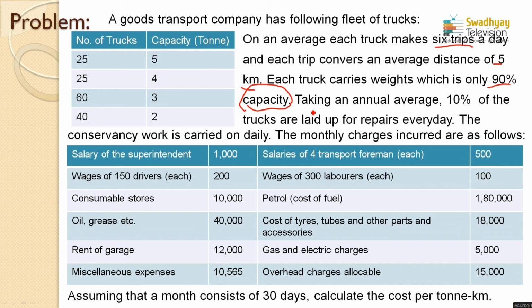Now, the fourth important item is, taking an annual average, 10% of the trucks are laid up for repairs every day. It means that the 10% of trucks are not in working condition, not in working mode at all. So, now let's discuss the first part again.